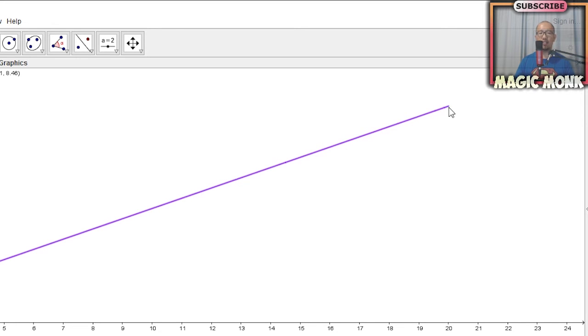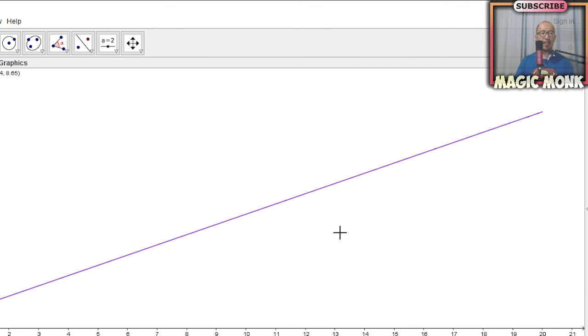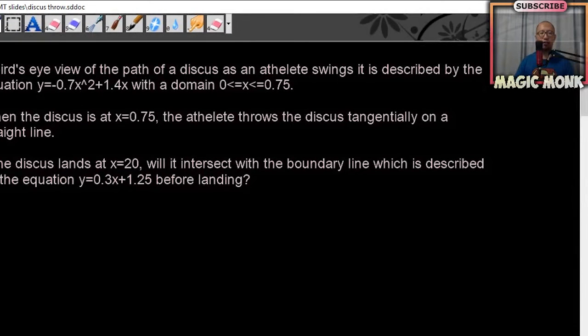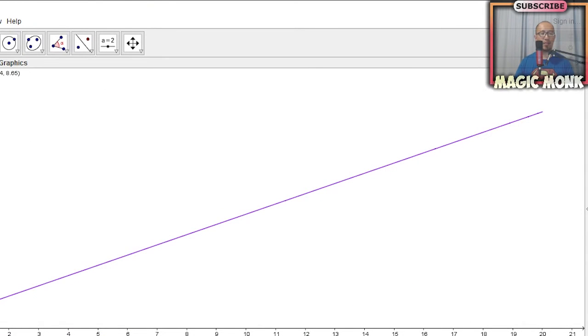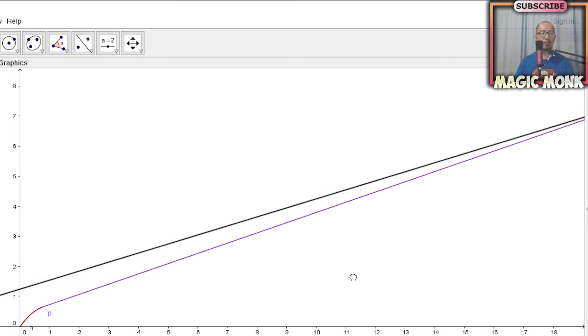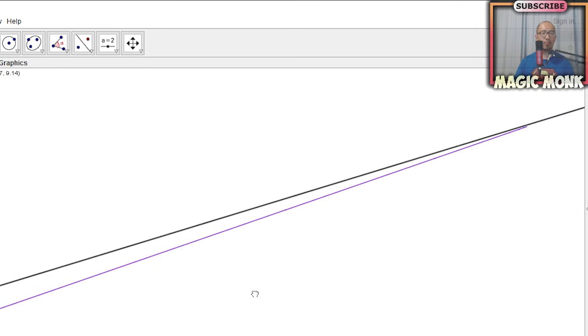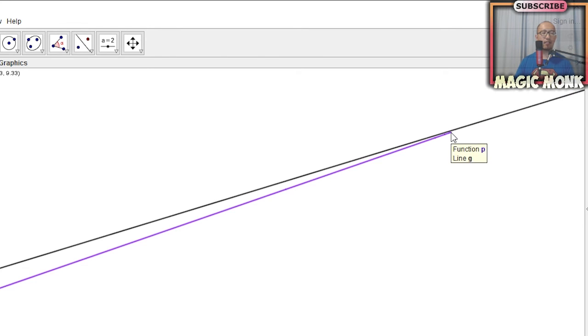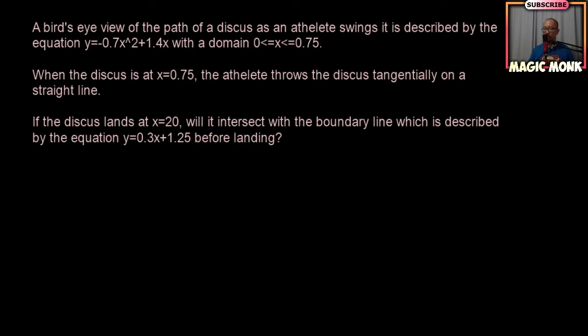Now, will the discus intersect with the boundary line before it lands? The boundary line is described by the equation y equals 0.3x plus 1.25. So it's described by this black line. Now, does the purple line touch the black line? Instead of using graphs, let's just work it all out algebraically so we know for sure whether the discus is going to touch a boundary. So the first thing we're going to do is find the equation of the tangent.